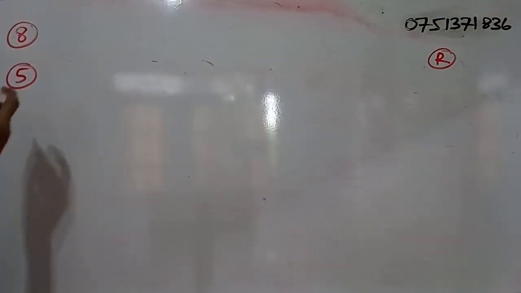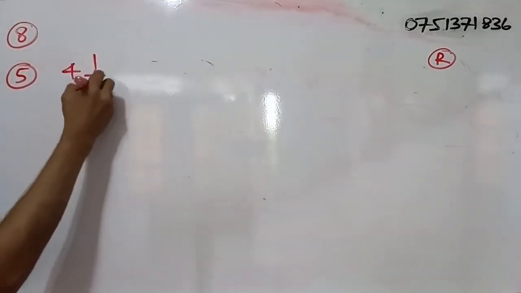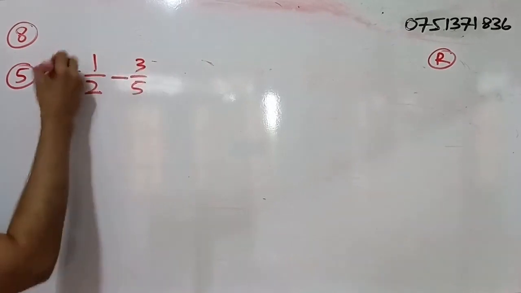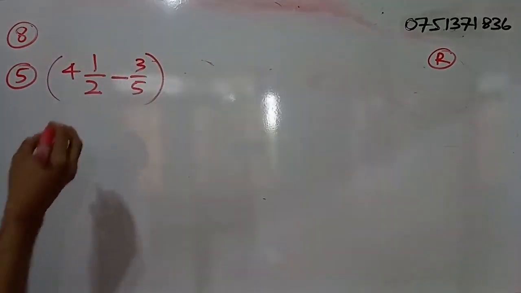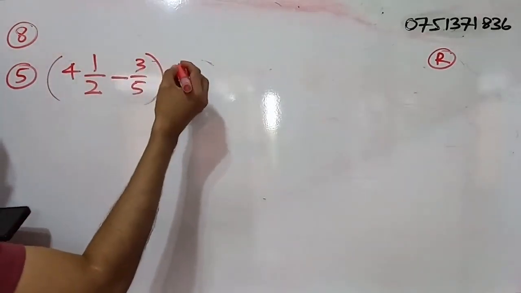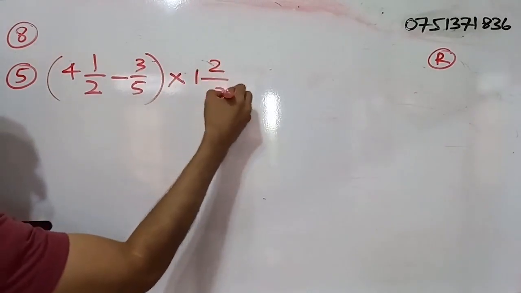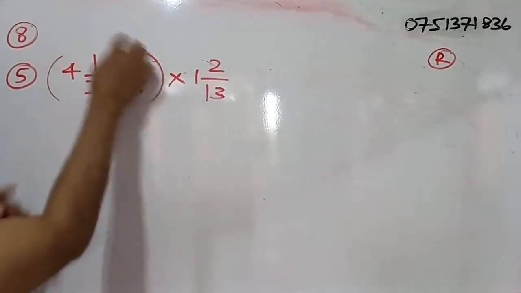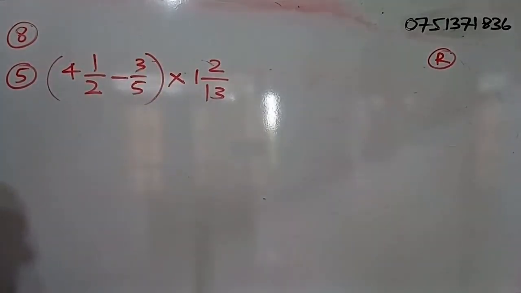Right, part 5. So we have what? 4 and a half. From that we have to subtract 3 by 5. Right? Then we have to multiply that by what? 1 and 2 by 13. So just as before, using the BODMAS rule, we have to simplify the bracket first, right?